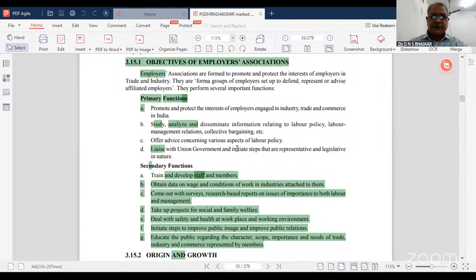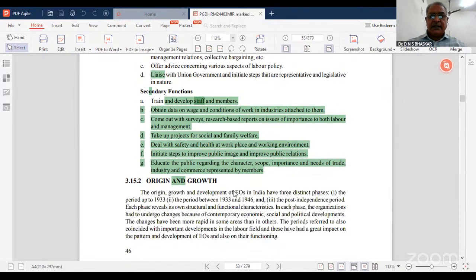In this process, wherever the information is available, that will be disseminated to all the employers, and they liaise with the union government and initiate steps that are representative and legislative in nature. So whenever the employers need to talk with the government, they will talk in an associated manner. Then finally, coming to the secondary functions: train and develop the staff and members.